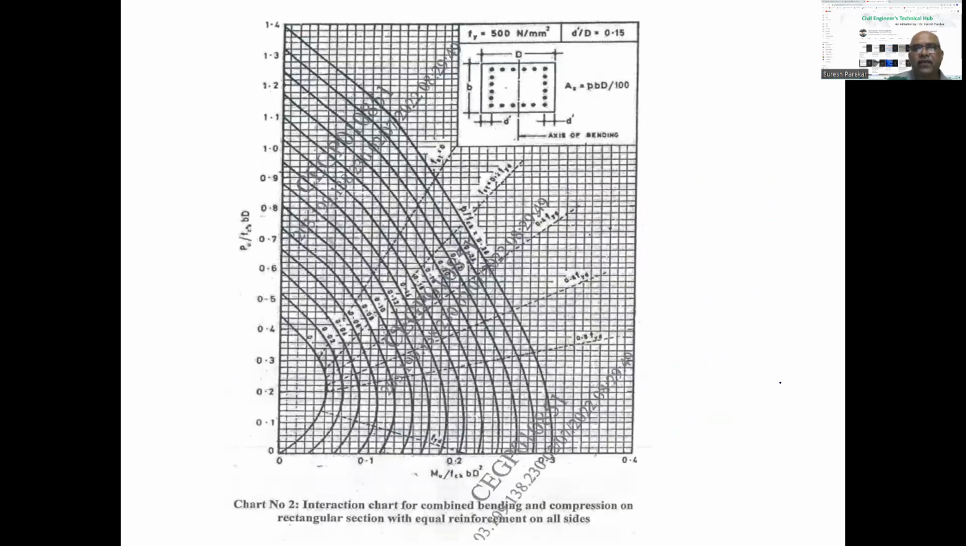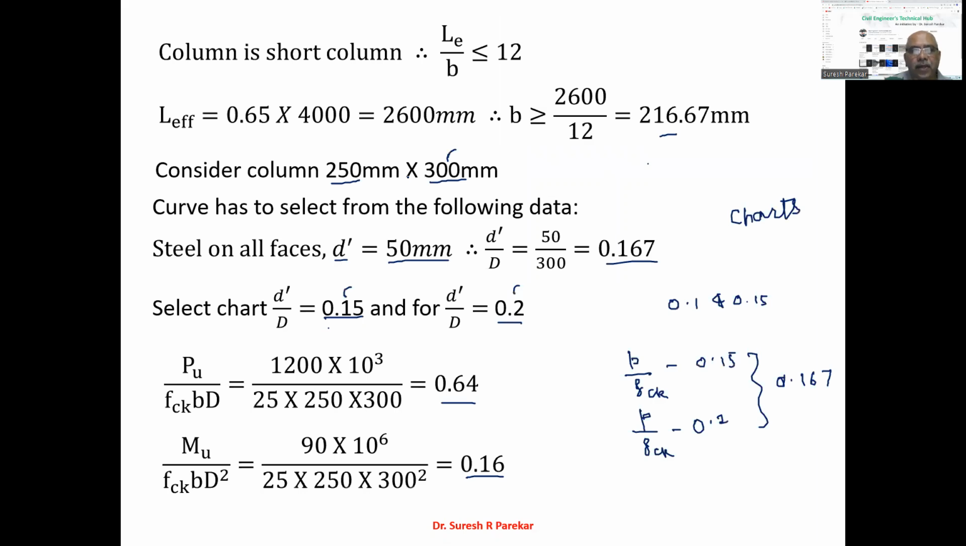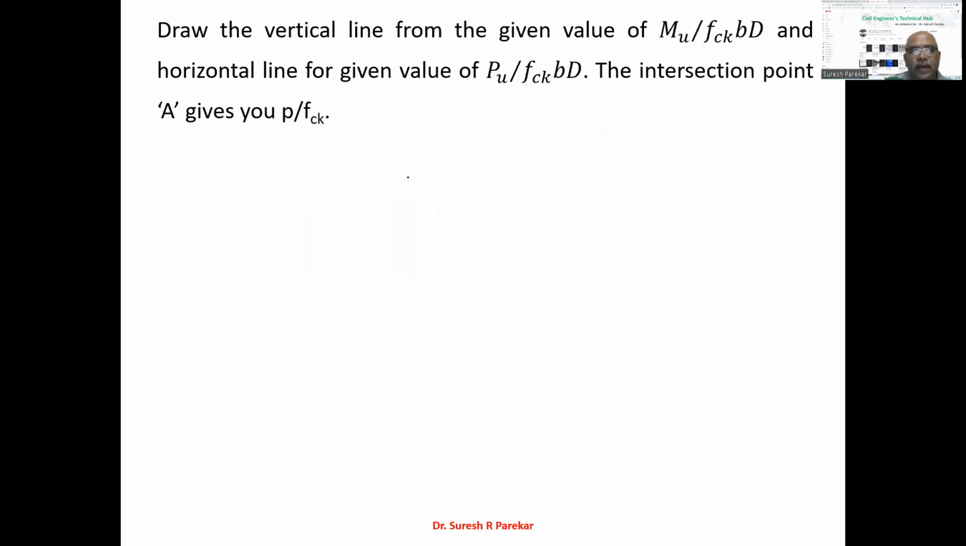Now you can see this is the chart for Fy 500. What we have to see is Fy 500, then steel on all faces, and d'/D 0.15. Now we have the given values: Pu upon fck bD is 0.64 and Mu upon fck bD squared is 0.16. From 0.16 you can see we have drawn a vertical line, and from 0.64, 0.6, 0.62 and 0.64, the horizontal line.